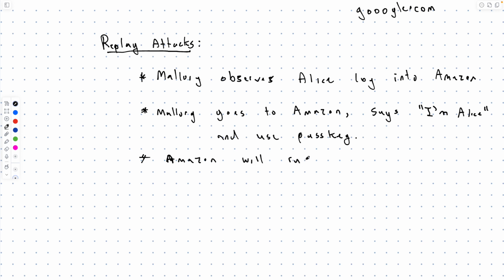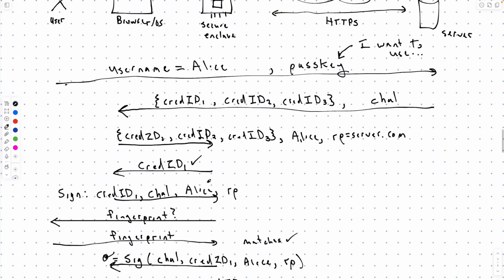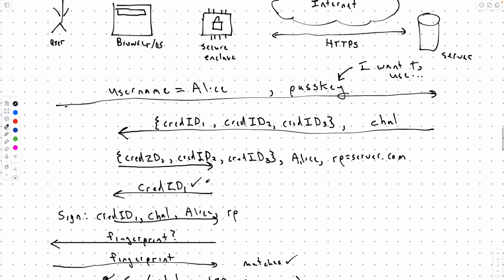will, I'll just say vaguely, run the protocol. So it will start doing all the steps that we had. And then every time Alice has to send something back, what Mallory does is she just replays what she saw from the first time. Okay. So Amazon will run the protocol, and Mallory will replay Alice's side. Okay. Is this attack going to work? And why not?